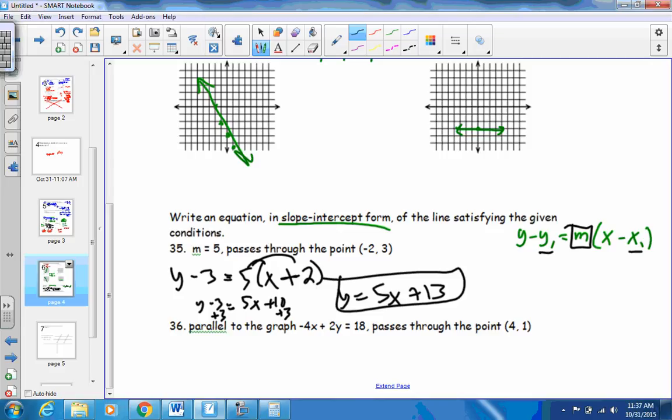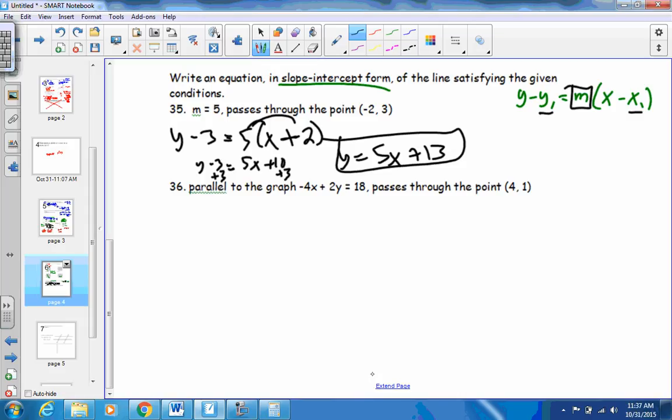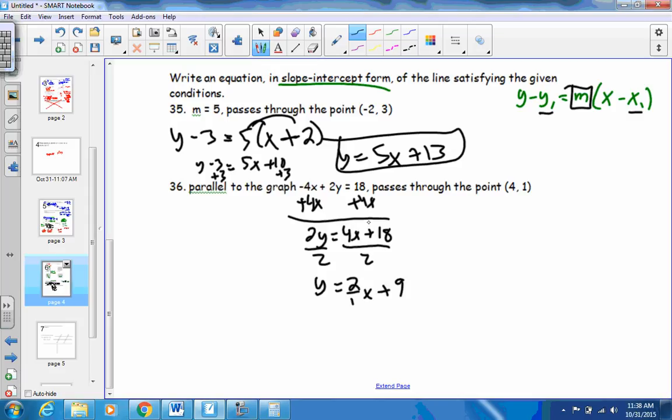All right, and then number 36, we're going to find an equation parallel to that passes through that point. So we're going to have to first figure out what the slope is so we can know that it's going to be parallel to that. And then maybe plug back into point-slope form again. So I'm going to add 4x to both sides here. I get 2y equals 4x plus 18. When you divide by 2 on both sides, you get y equals 2 over 1x plus 9, or 18 over 2, which is 9. So our slope has got to be 2 over 1.